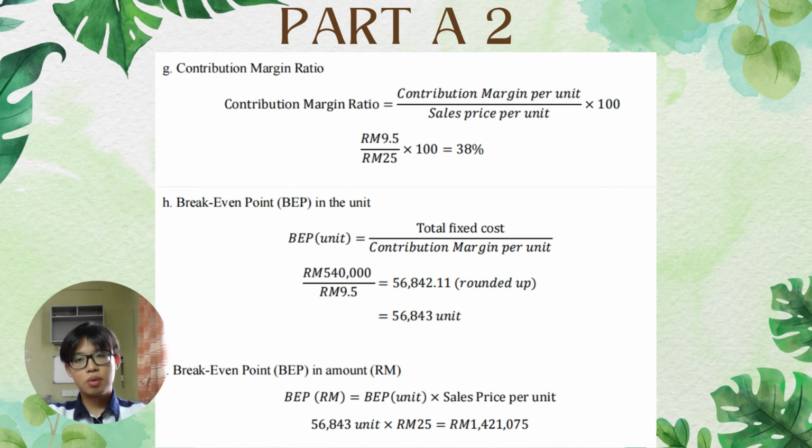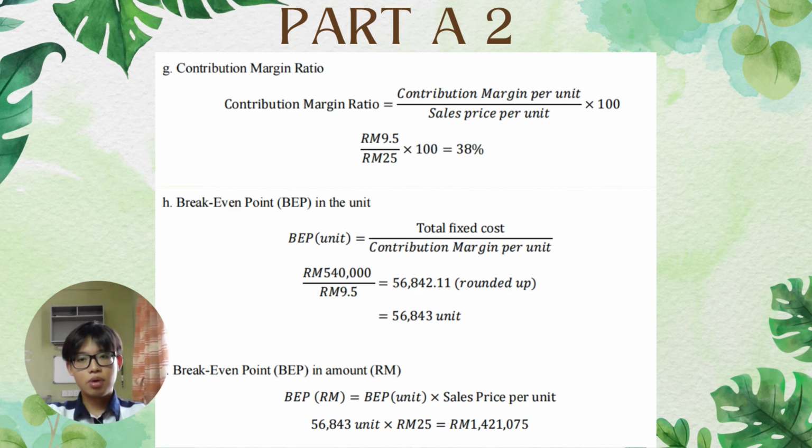And to find the break-even point in unit, we need to take the total fixed cost divided by the contribution margin per unit, which is 540,000 divided by 9.5. In calculator, we'll get 56,842.11. But it's unit, so we need to round up. So the unit will be 56,843 units.